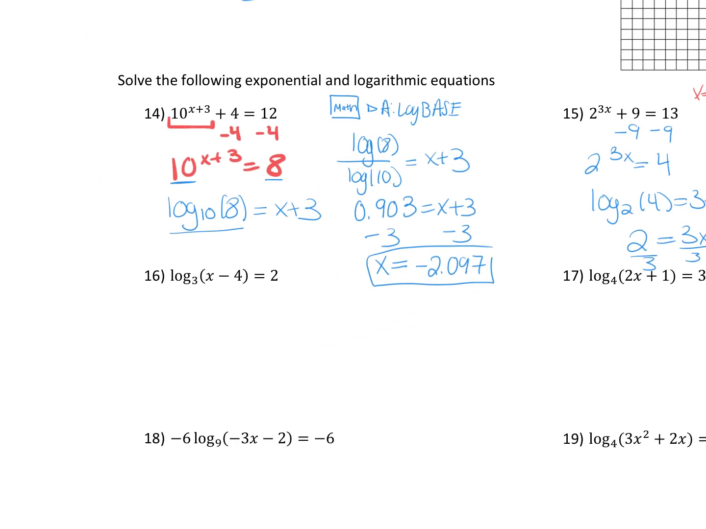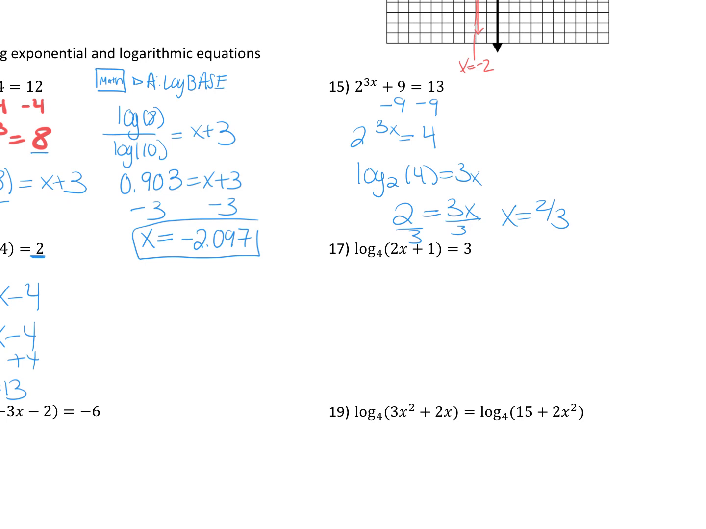When it's a log equation, now we want to convert this into an exponential. So this is base of 3 exponent of 2. So base of 3 exponent of 2 is going to equal my answer, and then I'm going to finish solving. Same with this one, base of 4, power of 3.